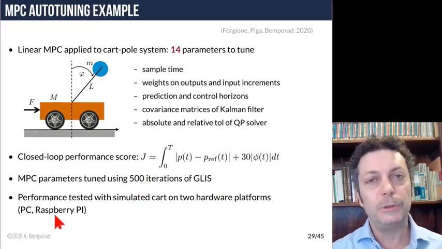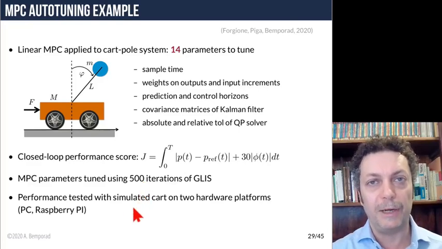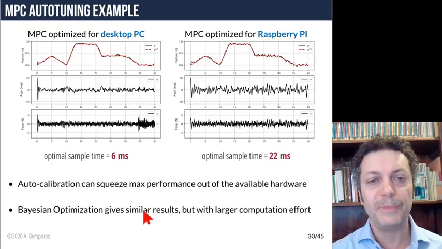And this was tested on 2 different platforms, on a PC and on a Raspberry Pi. The actual hardware is used during the evaluation of the cost function, to really have the right measures of how the solver behaves on the platform. And you can see here the results of the auto-tuning procedure.